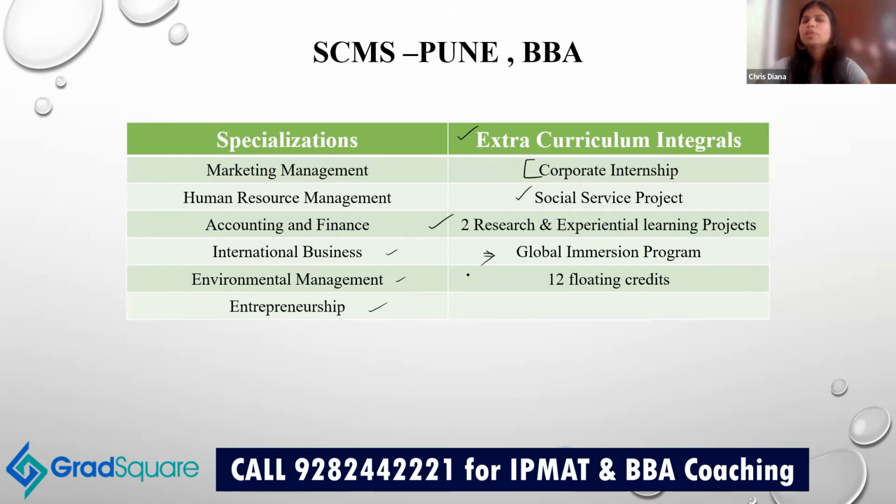Now, what is this global immersion program? For one particular semester, you will be given a choice of doing it abroad with any of the sister or tie-up colleges of Symbiosis there. Otherwise, if you do not want to take up that GIP, you also get 12 floating credits. And with these 12 floating credits, you may complete any course of your choice under the other sister colleges of Symbiosis that are all over India.